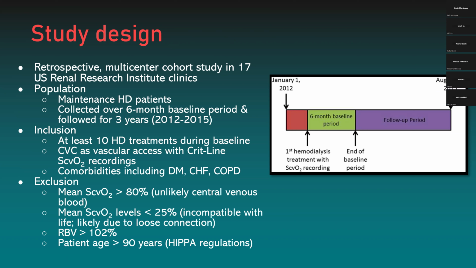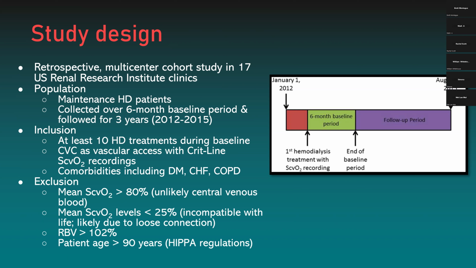And there were a lot of comorbidities, I guess is to be expected in a chronic hemodialysis population, but they included patients with diabetes. Some of them had congestive heart failure, they had COPD, and those were the most prevalent comorbidities that were included. For exclusion criteria, anyone who had central venous oxygen saturation readings of over 80% were excluded, because they thought that was probably misdocumented, if that's a word, but they thought it was unlikely to be central venous blood, so they excluded those.